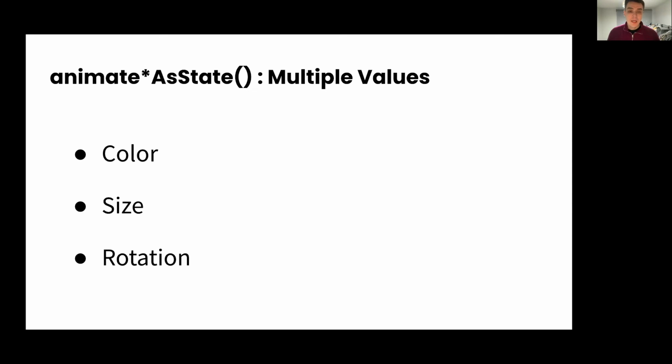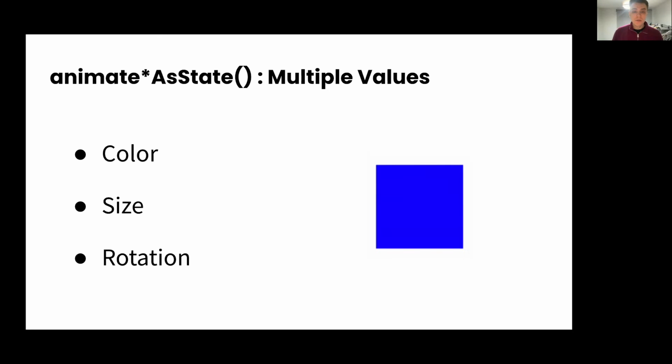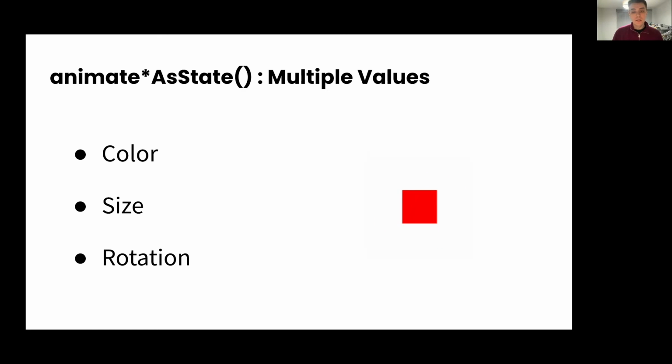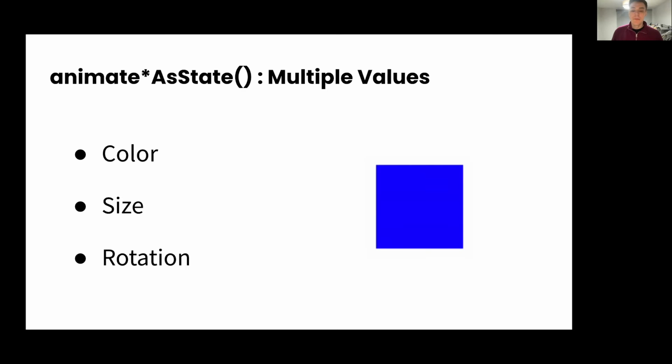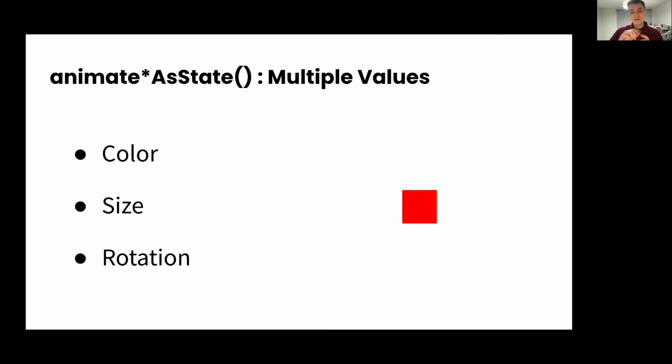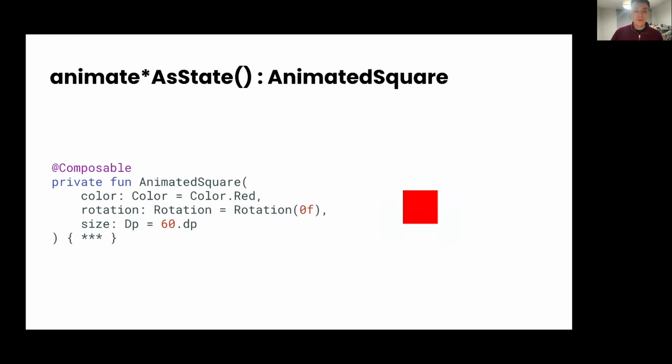like rotation. Now that we understand what animated state functions do, we can combine multiple animated state functions into one animation. So what happens if you animate color, size, and rotation at the same time? You can see the final result right away. It turned out to be a square that animates from red to blue. Its size changes and its rotation changes. Let's see how easy this animation is to create, and the following code will help us with this.